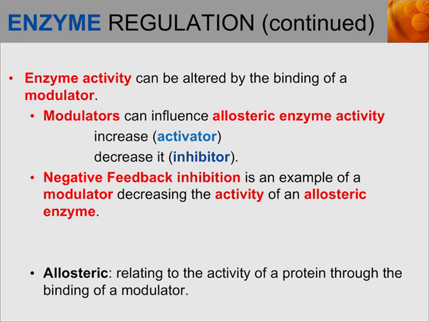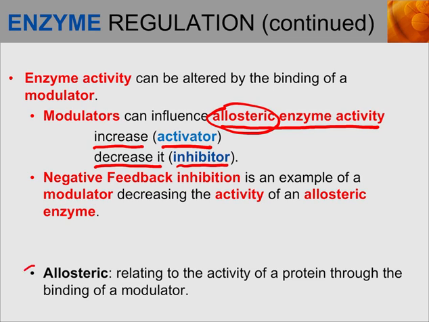Now, enzyme activity, like we said before, can be altered by the binding of a different molecule, so an inhibitor, but sometimes we actually call this a modulator. Modulators can influence what's called allosteric enzyme activity by either increasing it or decreasing it. We already talked about inhibitors, which decrease enzyme activity, but there's also activators, which increase enzyme activity. If you're wondering what allosteric means, allosteric relates to the activity of a protein through the binding of a modulator. So a modulator affects the activity of an enzyme, and then we would call it allosteric enzyme activity.